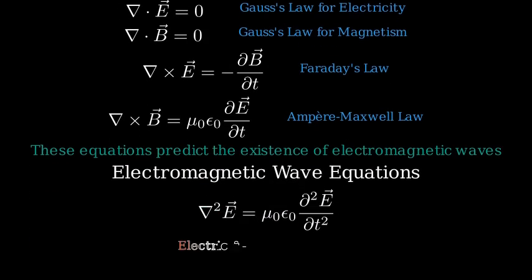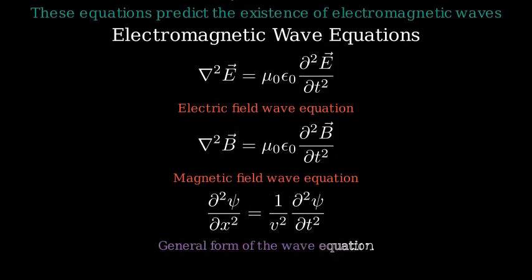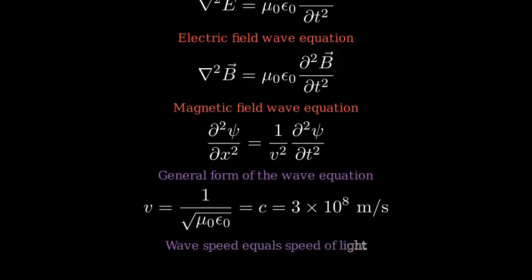For the electric field, we get del squared E equals mu naught epsilon naught times the second partial derivative of E with respect to time. Similarly, for the magnetic field, we get del squared B equals mu naught epsilon naught times the second partial derivative of B with respect to time. Both of these equations take the form of the general wave equation, confirming that electric and magnetic fields can propagate as waves through space. Now, let's visualize an electromagnetic wave propagating in 3 dimensions.